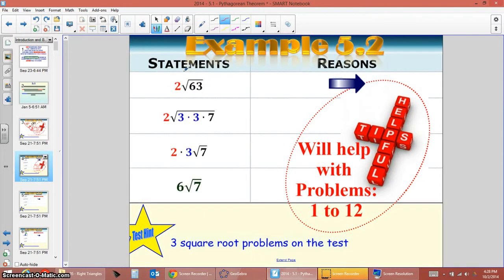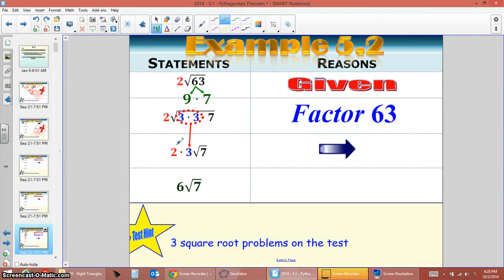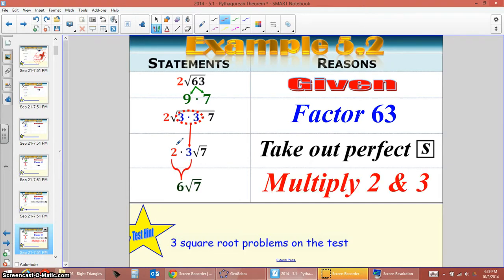I've taken root 27 and made it easier by saying it's 3 times root 3. Over here, we're going to look at this problem. So we were given this information. We're given 2 times root 63. 63 can split to be 3 times 21, which can split to be 3 times 7. Either way, we get 3 times 3 times 7. We pull out our pairs, and we end up with taking out the pair to get 6 times root 7. So when we do this, we're simplifying the square roots.